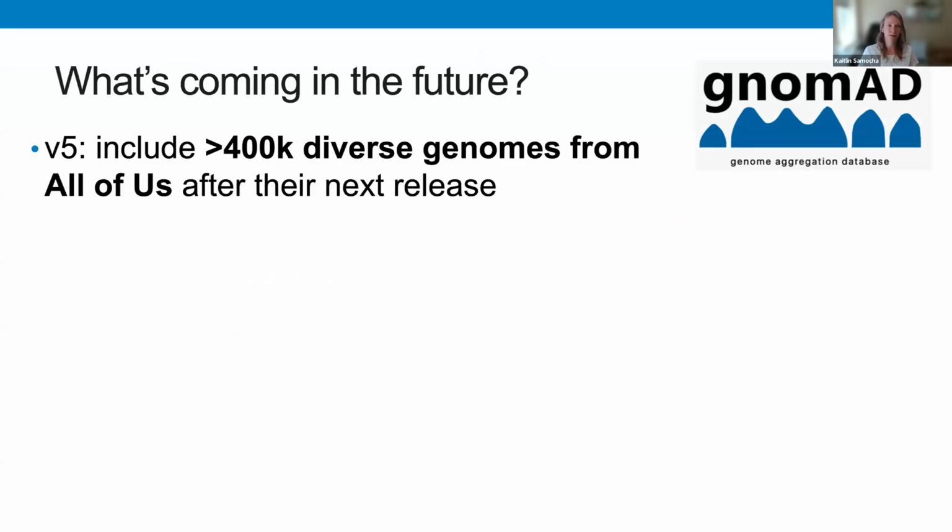So just to wrap up with what's coming in the future, v5, we're aiming for later this year or early next year. That should include diverse genomes coming in from the All of Us dataset. It's over 400,000, potentially over 500,000. So that will join the genomes that we currently have. So this will be a much, much larger and more ancestrally diverse dataset.